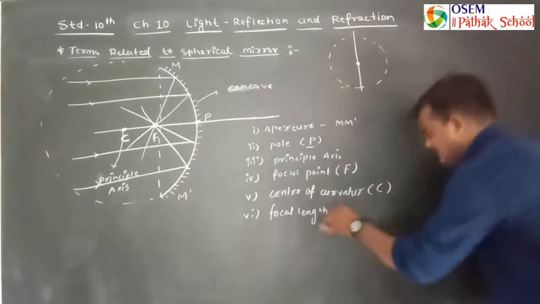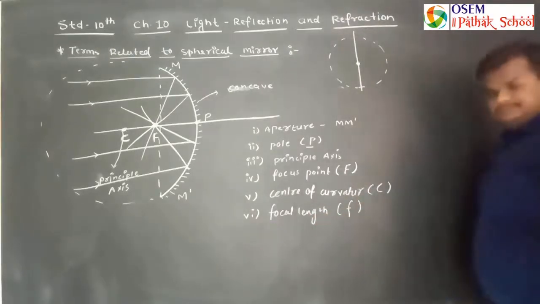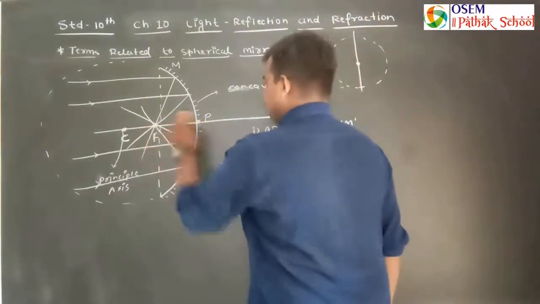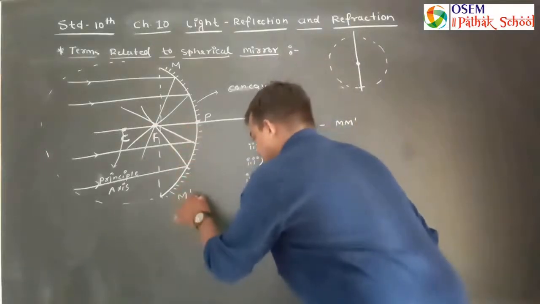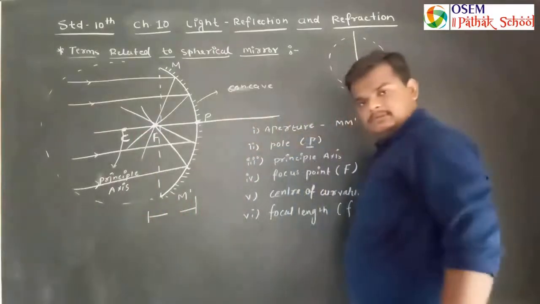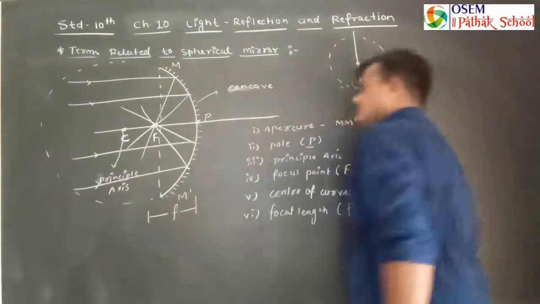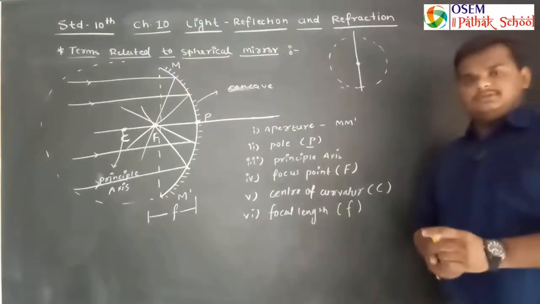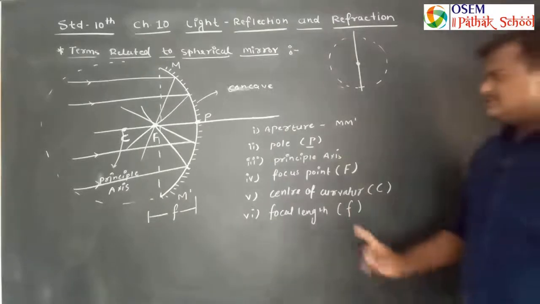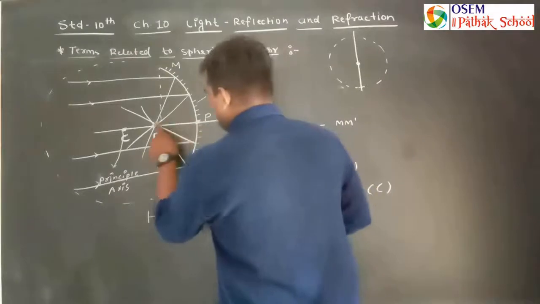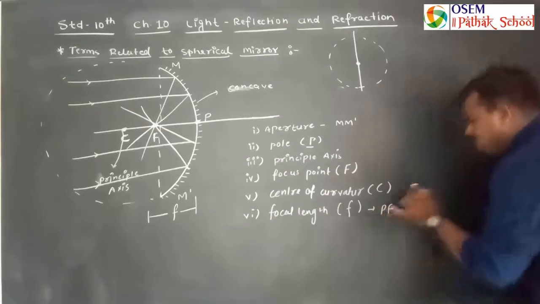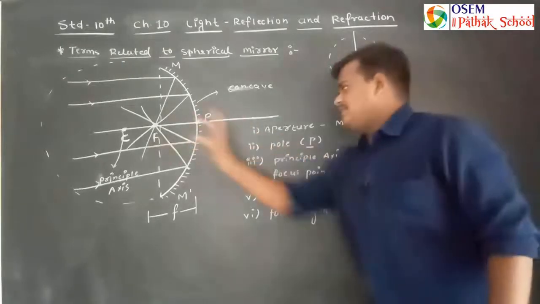Focal length is denoted by the small f. What is focal length? The distance between the pole and the principal focus, that is, the distance between the focus and the pole, is known as the focal length of the mirror, and it is denoted by the small f. So this is our focal length, the distance from P to F.